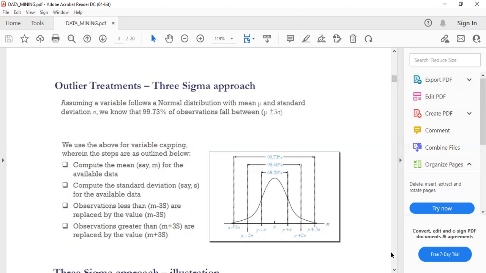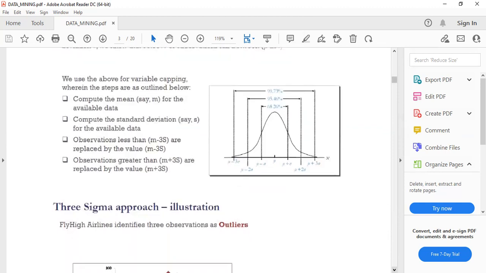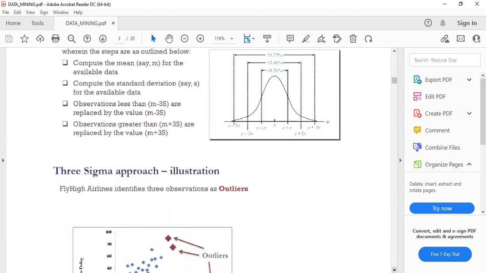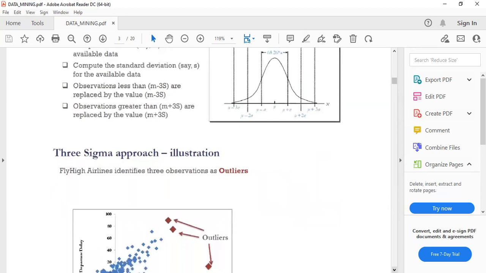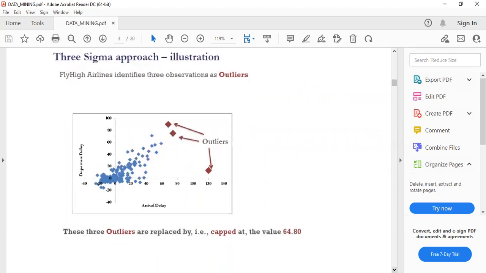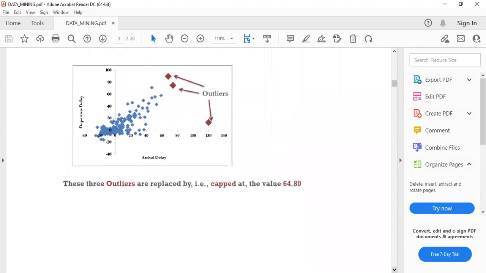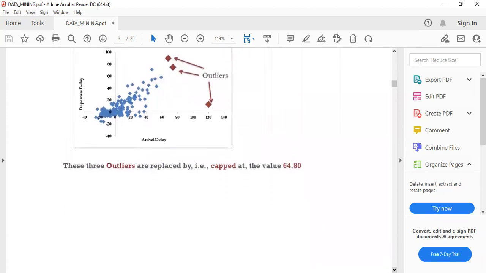Understood? This one, the 3 sigma approach. Fly High Airlines identifies 3 observations as outliers. These outliers are replaced by, that is capped at, the value 64.80. So these 3 values will be replaced by this capped value, that is 64.8.